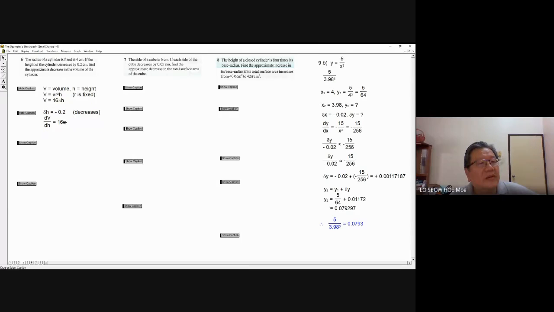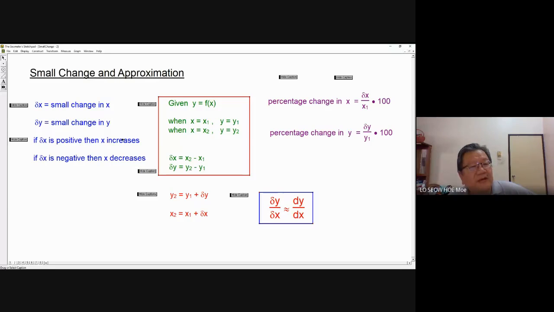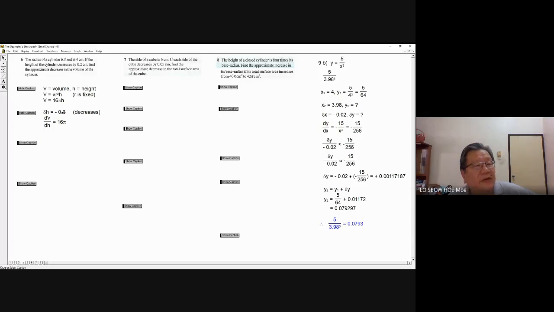Here they tell us the height of the cylinder decreases by 0.2. So height is h. The decrease is delta h. Decrease is negative. Just now, for increase, that's why I put positive 0.01, 0.02. But now decrease, you have to put a negative in front. You remember here? If delta x is positive, x increases. If delta x is negative, then x decreases. So coming back here, that's why we put negative here.